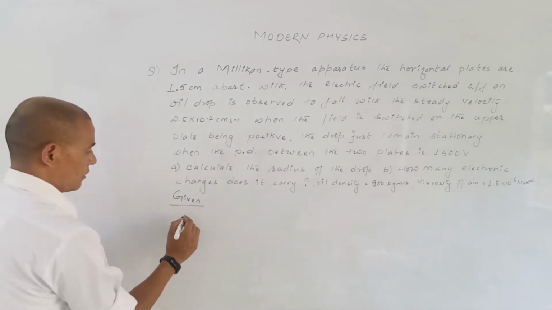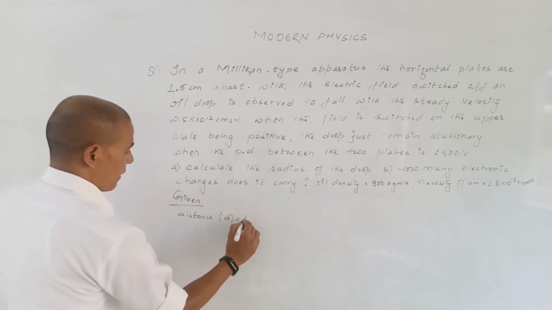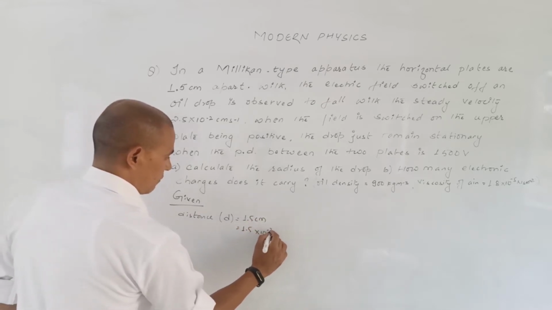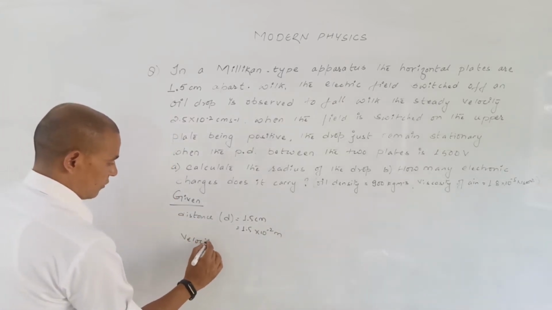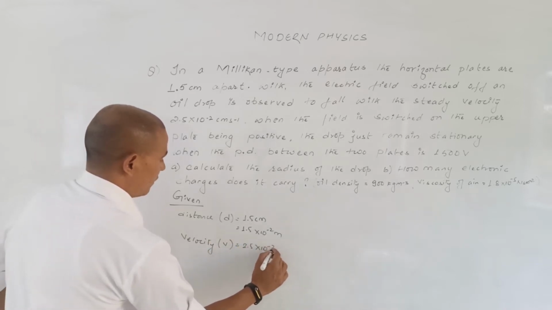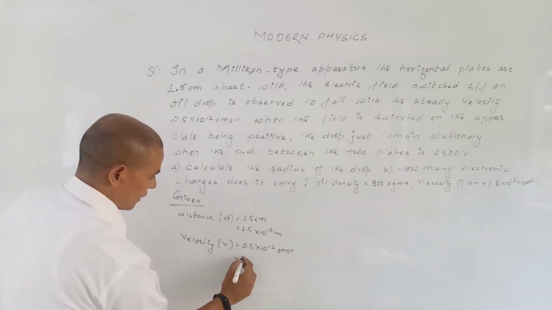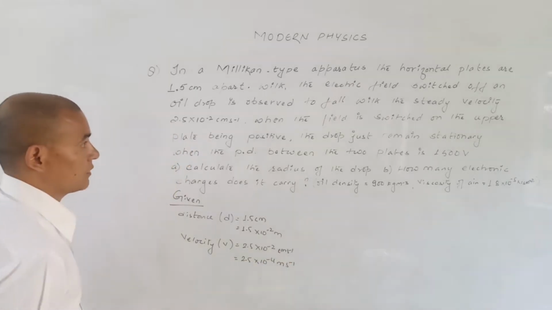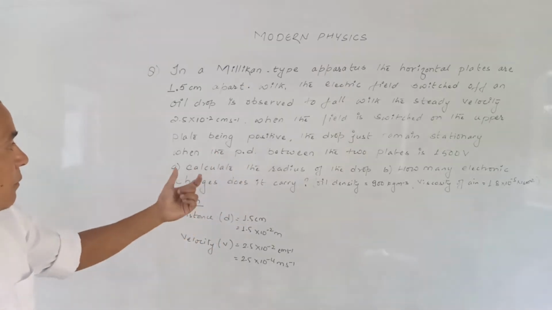Distance d will be 1.5 centimeter, so that will be 1.5 into 10 to the power minus 2 meter. Then the terminal velocity is 2.5 into 10 to the power minus 2 centimeter per second. We have to convert this into SI unit, so that will be 2.5 into 10 to the power minus 4 meter per second. Then the field is switched on, the upper plate being positive.